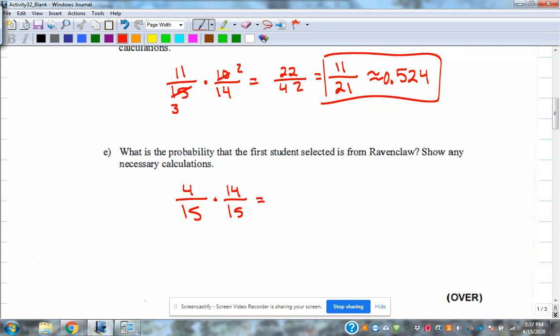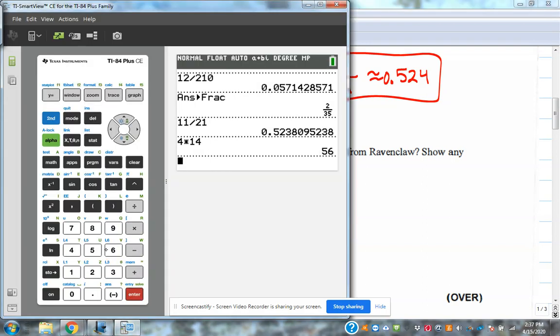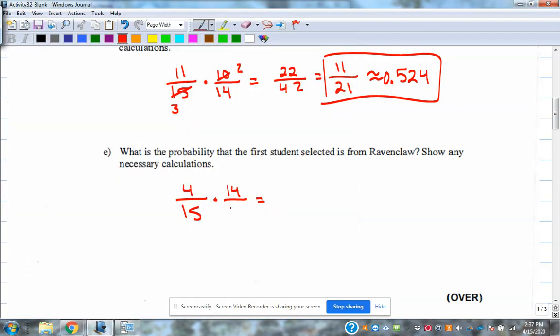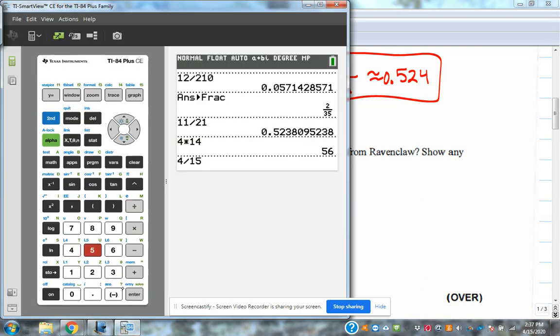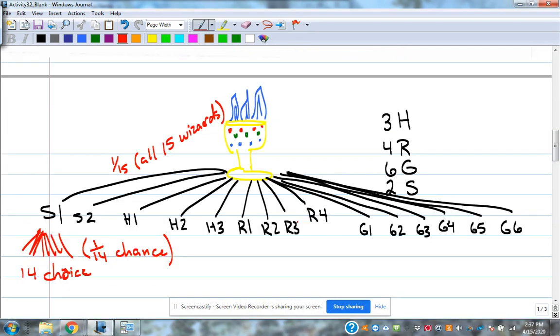So multiply those together. 4 times 14. 56, and then 15, and I did that wrong. That should be 14 out of 14, which reduces to be 1. And then so we have 4 out of 15, which is approximately 0.26. And we'll do the repeating decimal there because it does repeat. It's a more accurate solution to that. Okay.